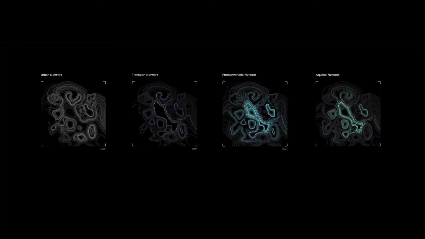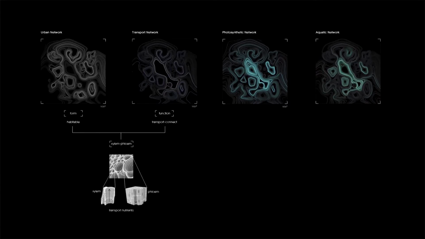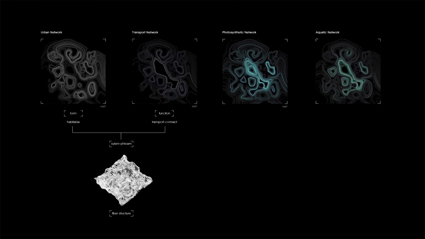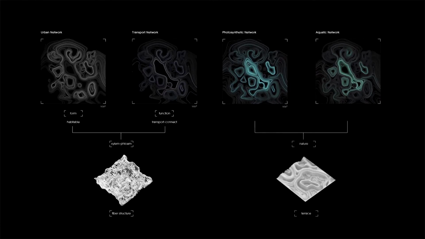Xylem is selected as the biological reference, as it has the capacity for nutrient transport while providing structural stiffness. Its growth is then simulated to form the city's fiber system. In parallel, the landscape is articulated into a series of terraces which will host a new biome.